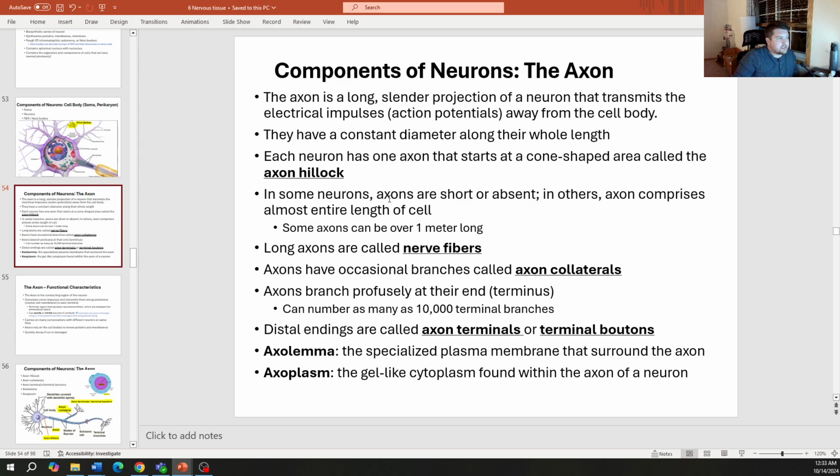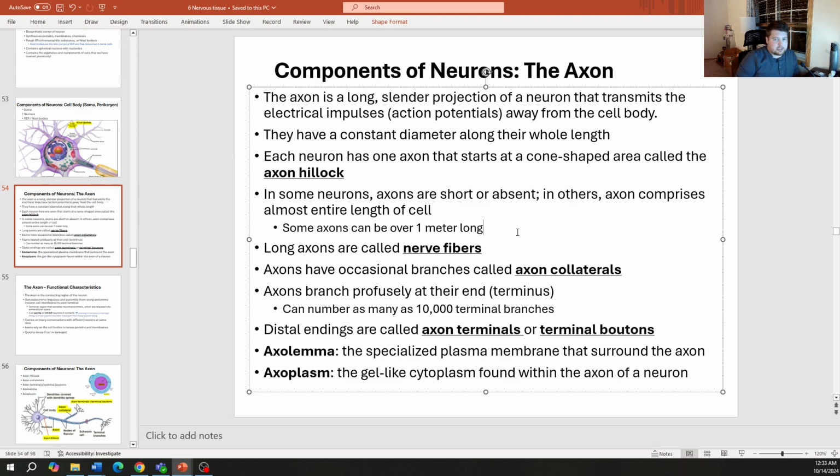In some neurons, the axons are short or essentially absent. In others, it almost comprises the entire length of the cell. So some axons can be over 1 meter long. Think about some of the nerves that we have that run from the spine all the way down to the big toe or into the foot.